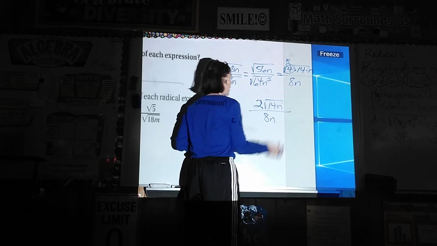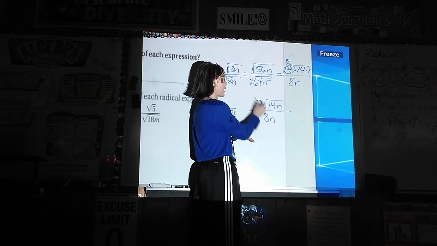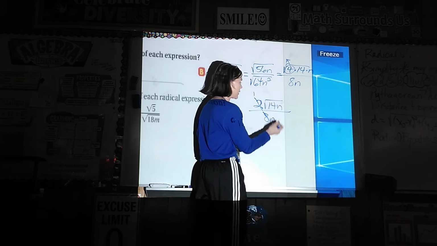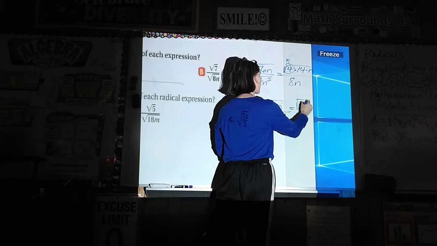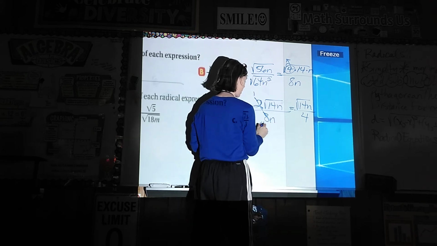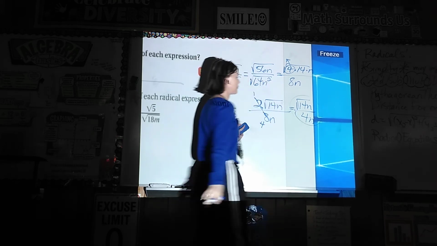Okay? Now, this can be simplified, so 2 goes into itself once. And then we have 4n in the denominator. So radical 14n divided by 4n, and you're done.